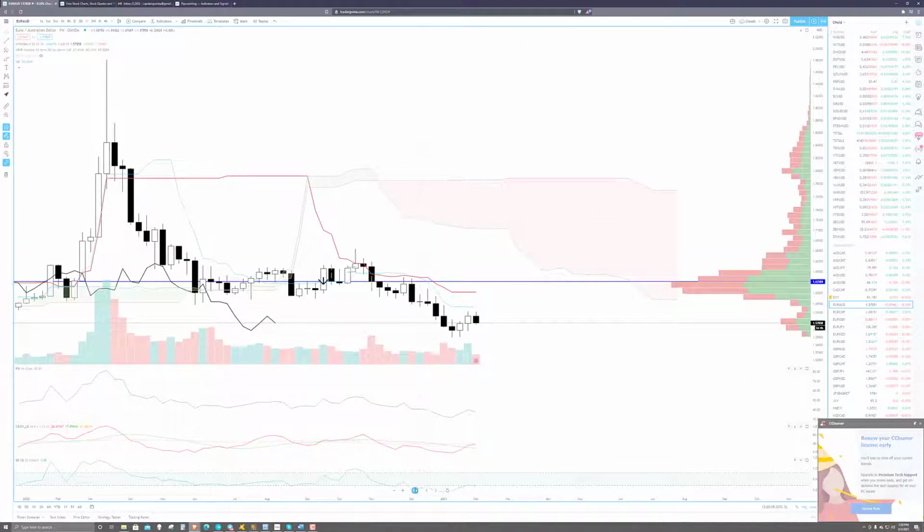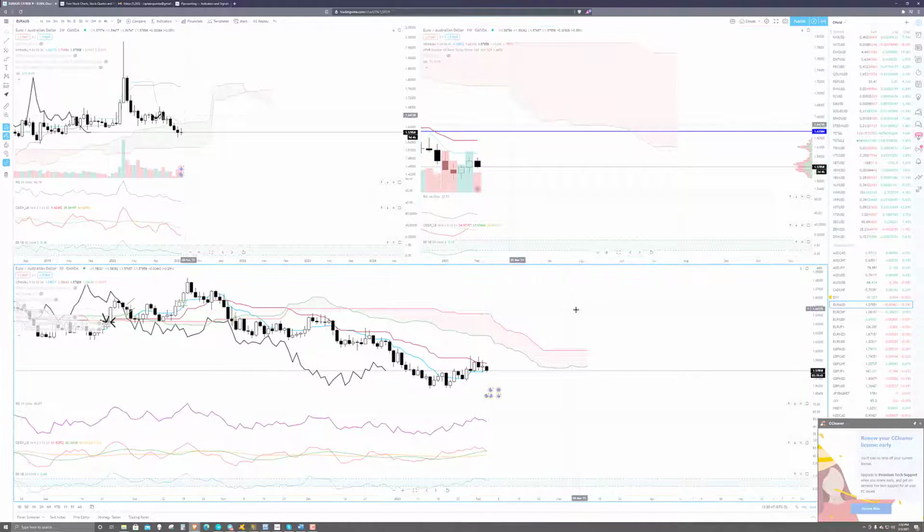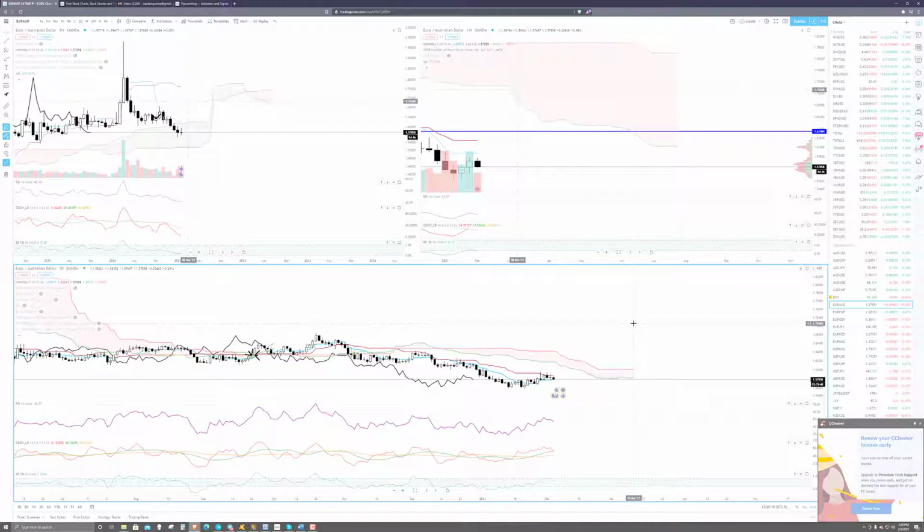On the daily chart, we have what looks like it could really push down further south.